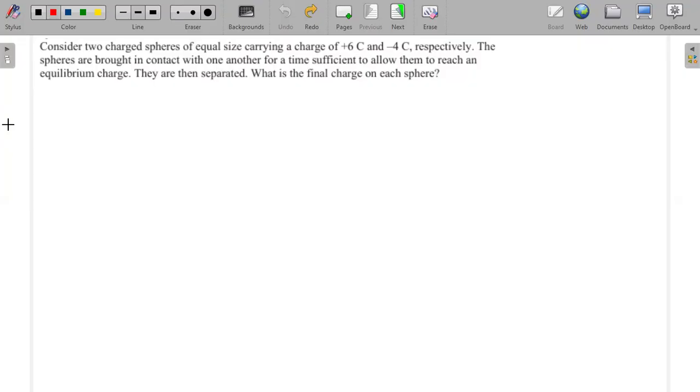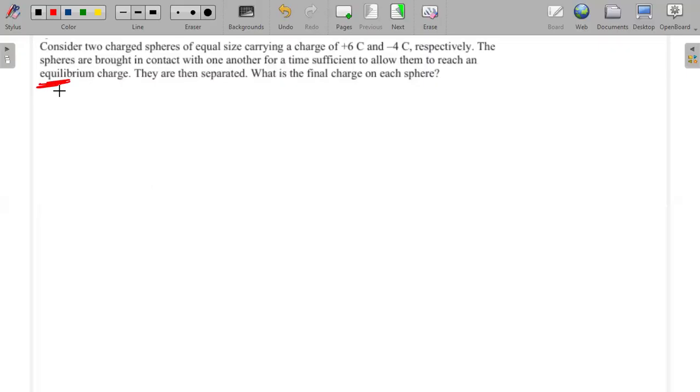Okay, so this question is basically about charge redistribution by conduction, because you are bringing these two spheres into contact with each other, which means there will be charge redistribution. Since it takes place by contact, we call it charge redistribution by conduction. When the spheres are touching, the charges move freely from one sphere to another until they reach what we call an electrostatic equilibrium.